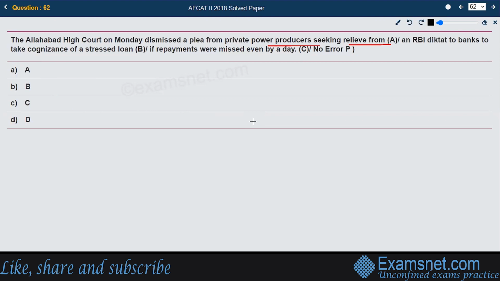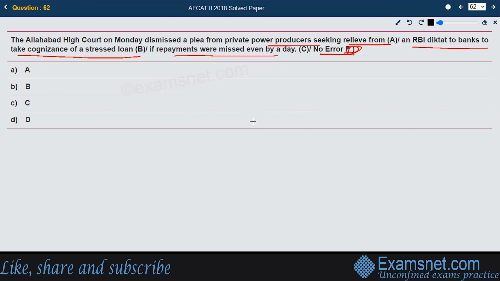This is the first part of the sentence. The sentence still continues, and RBI dictate to banks to take cognizance of a stressed loan. That is the second part. If repayments were missed even by a day, that is the third part, and no error is the last part. That should be option D, not P. That should be option D. So we need to find out which part of the sentence has got the error.